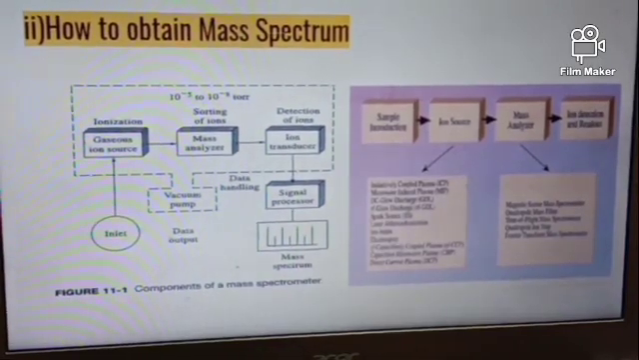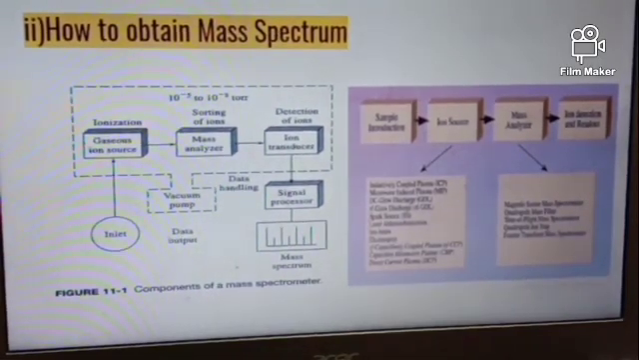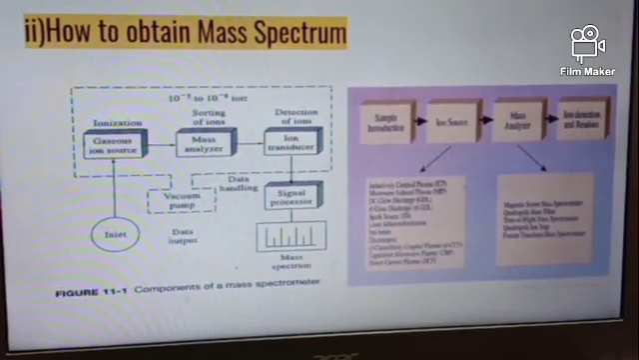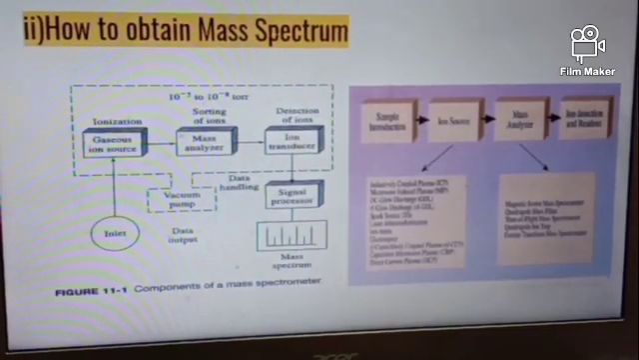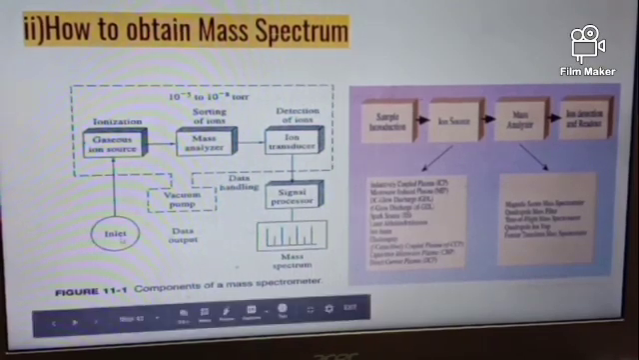Alright, next I will explain the block diagram in figure 11.1, and the purpose or function of the components of a mass spectrometer. We go first with the inlet.